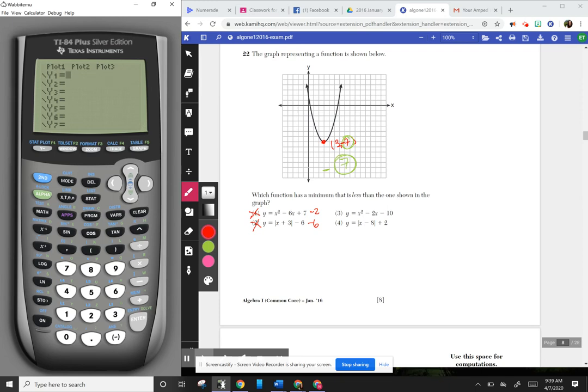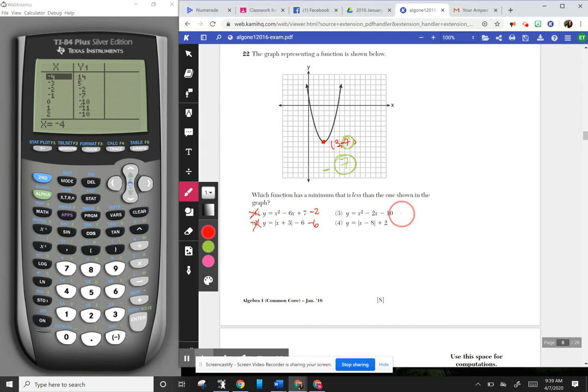Back to y equals x squared minus 2x minus 10. Second graph. We can see that the turning point happens down here because we have negative 10, negative 11, and then back up to negative 10. So our minimum for this one is negative 11, which is less than negative 7, so our answer is 3.